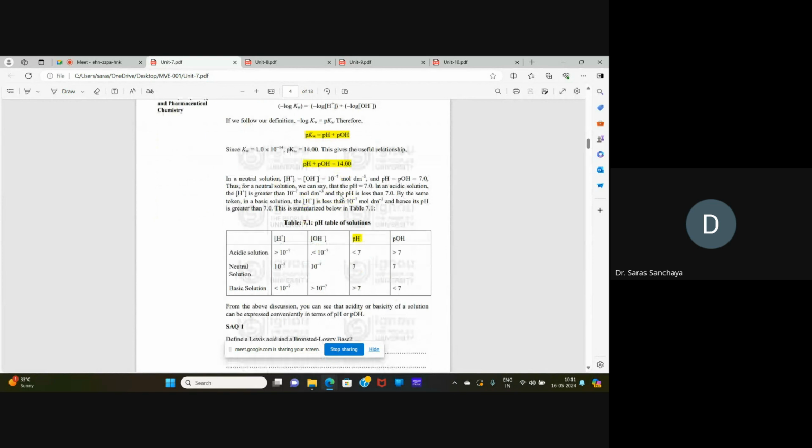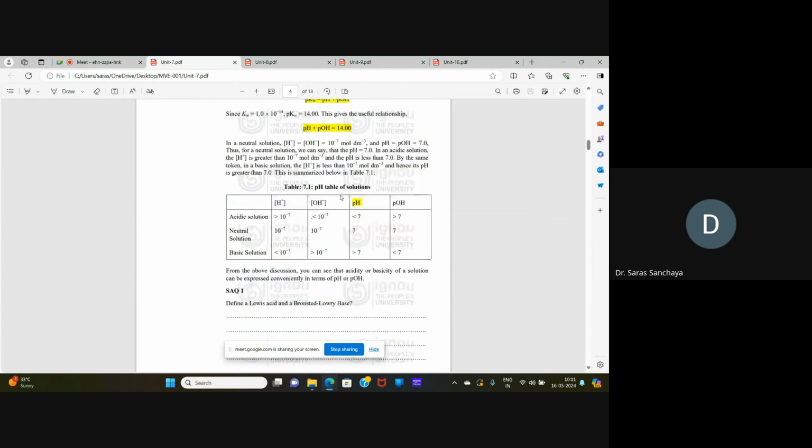Now according to pH, we can describe acidic and basic solution. If the pH is less than 7, then it is an acidic solution. If the pH is around 7, it is neutral solution. And if the pH is more than 7, it is basic solution.